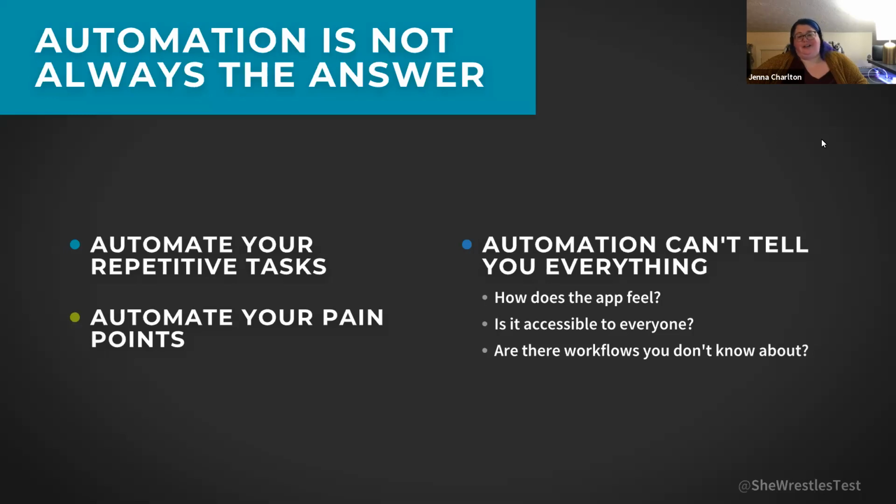But automation can't tell you everything. Automation can't tell you how your application feels to a user. It can't tell you if it's accessible to everyone. There are automation tools for accessibility, but you're still only getting about 30% of accessibility issues. The rest of them you really still have to find by hand. And automation can't tell you your unknown unknowns. I shared that story of the workflow that nobody knew about. Automation will never tell you that. And that was actually the situation that they ran into. They had this automation that they just kept running because they trusted it was covering everything, and it had this huge gap.